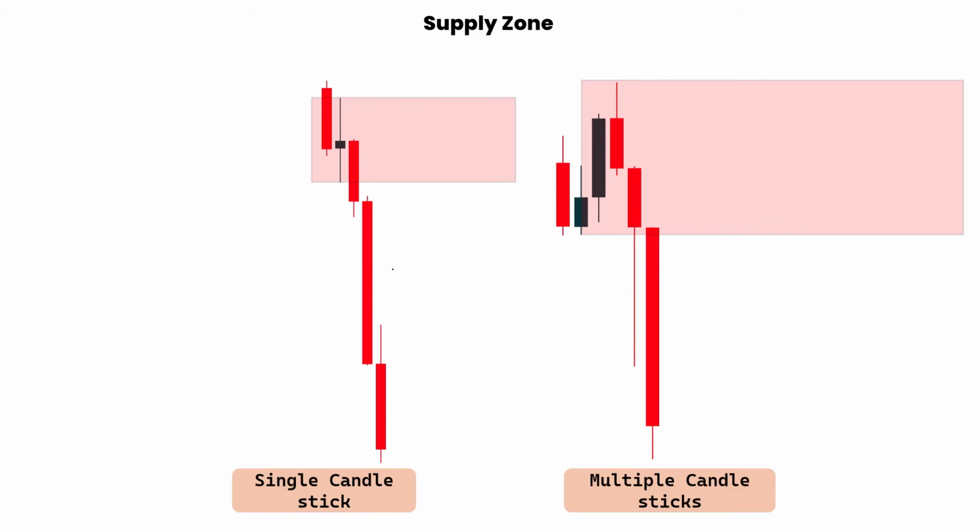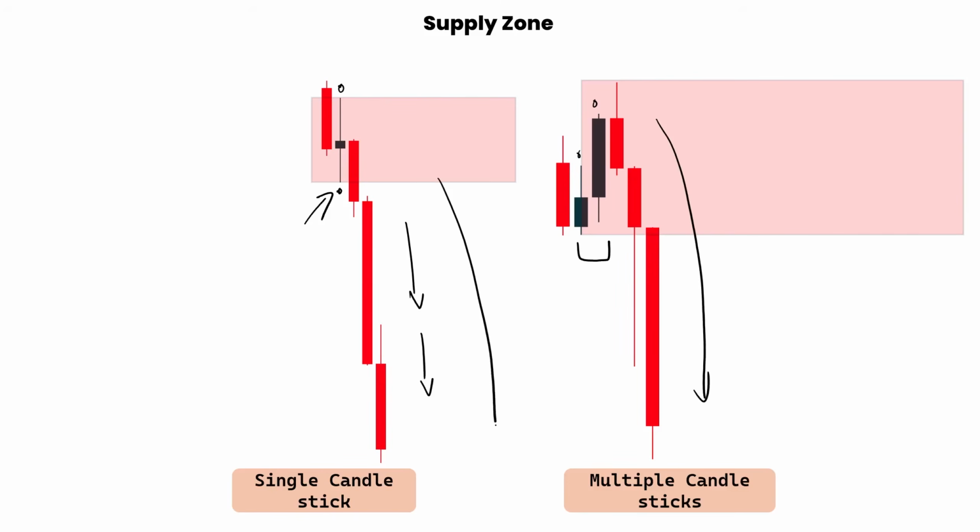Supply zone basically is a strong move to the downside. This will be created by a single candlestick or multiple candlesticks here. So the strong move to the downside, the impulsive move to the downside after a bullish momentum, this is what we call a supply zone. So basically it will be something like a move to the upside. This will be this candlestick, and then this sharp move to the downside will create a supply zone around this area. So every retracement around this area, we will be looking to enter the market short.